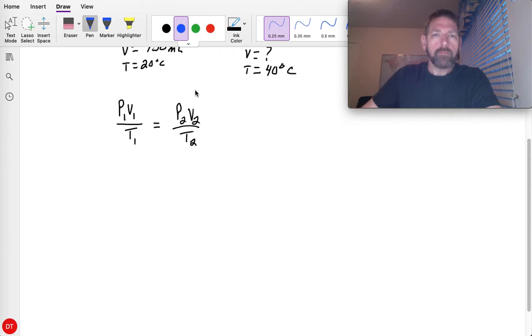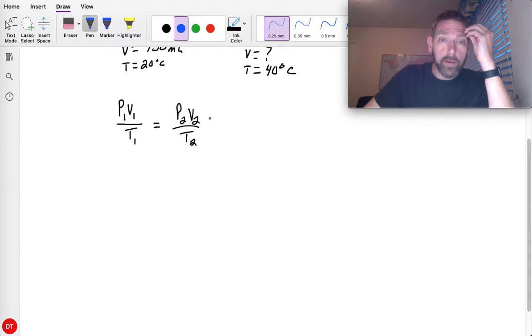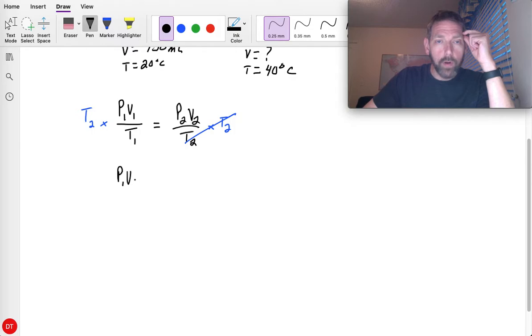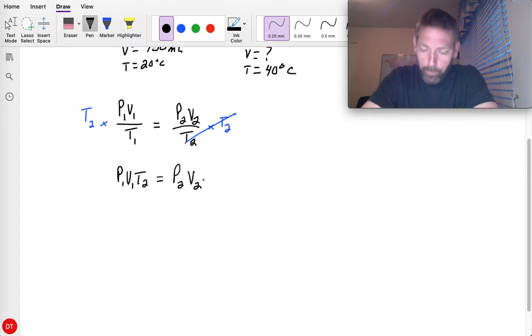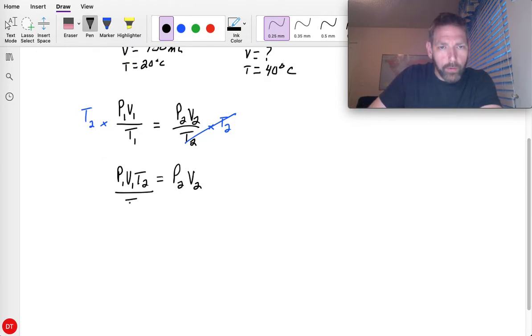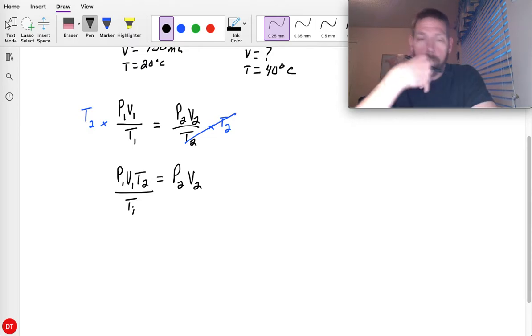So notice this kind of gives people a little bit of a fit right here. So we want V2 by itself. So obviously, we would multiply this side by T2. That goes away. And then multiply this side by T2. So now the new form of our equation is P1 V1 times T2 equals P2 V2. Oh, sorry about that, I forgot this over here. We still got that T1 a little bit. So now that's the new form of the equation.